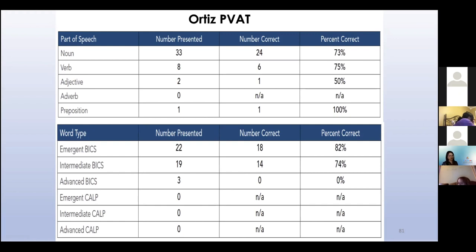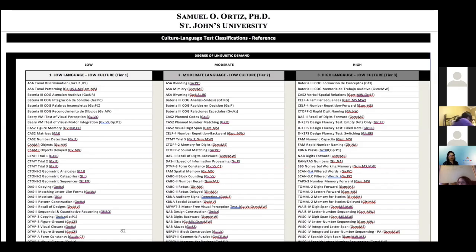So I give my oral language measure, that I told you about, and I give this Ortiz PVAT to help me in determining that. Some of you may also ask me about the cultural language interpretive matrix. Some people are saying this is not to be used because it doesn't identify a learning disability. It's not to help you determine if they have a learning disability at all. This is basically the degree of linguistic demand.